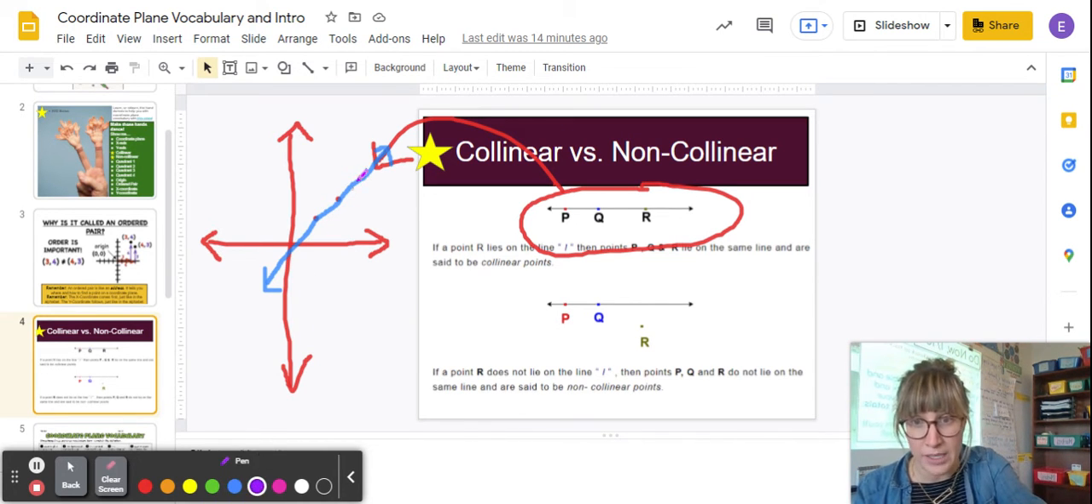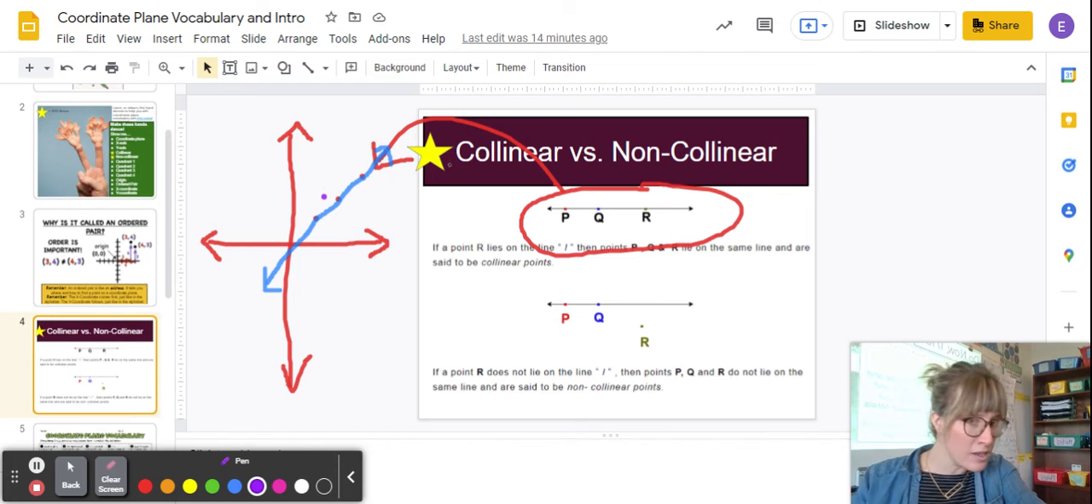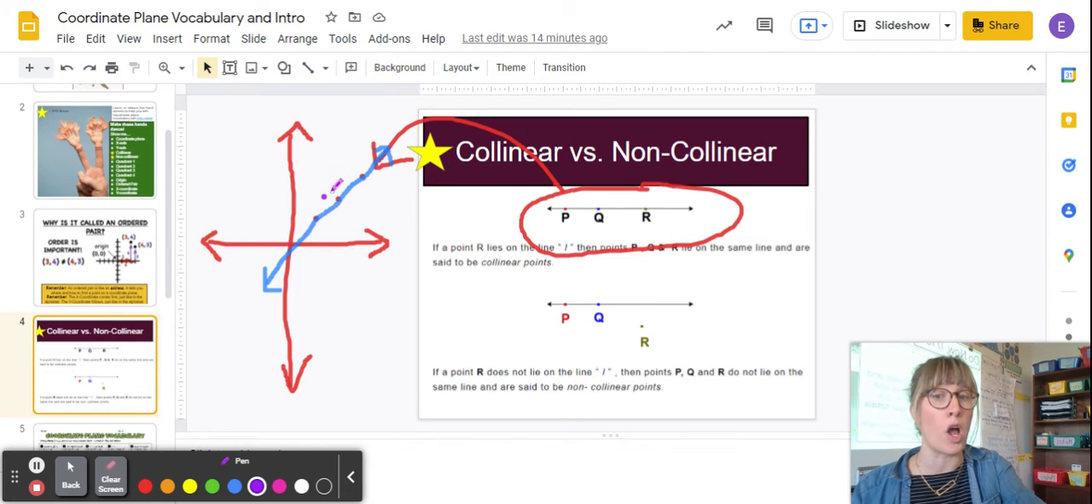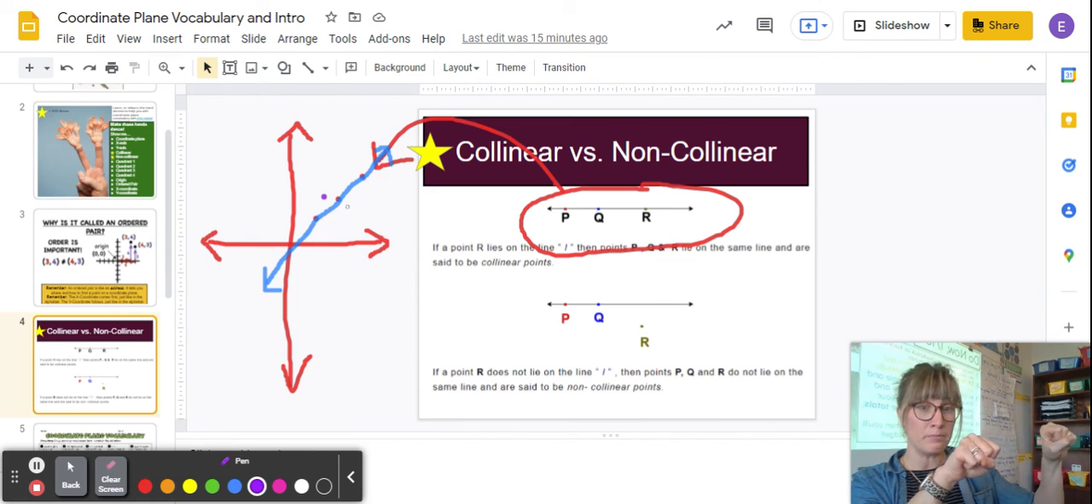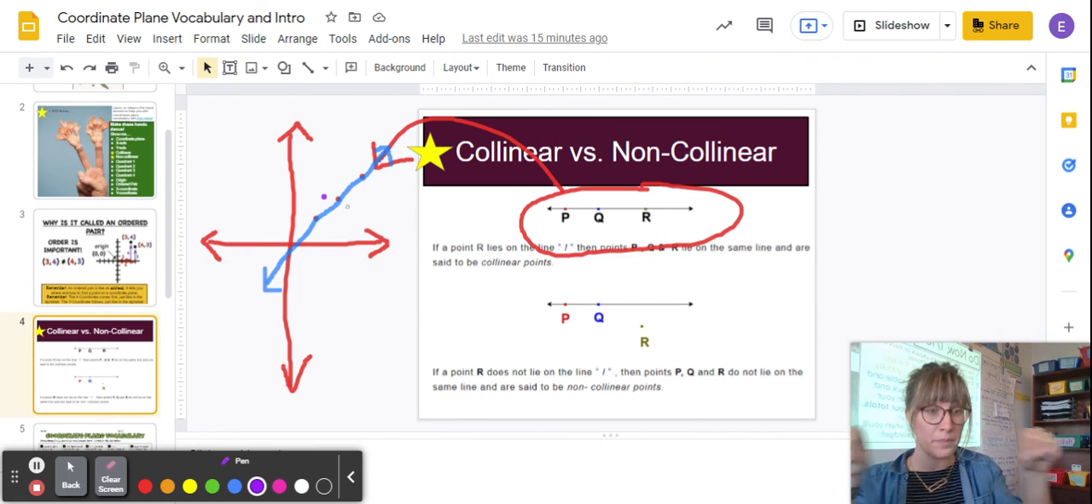If we had these points here, but then there's this extra point here, point R, right? Sort of hanging out. It's in the region of all the other points, but it's not on the line, then these are non-collinear, right? So we could just think about kind of scattering, right? There might be some in a line, but they are not all collinear or they're non-collinear because not all of them are on the line.